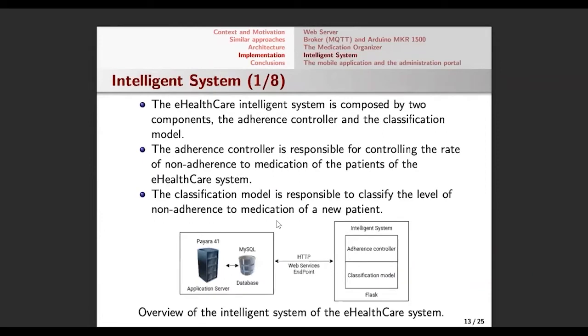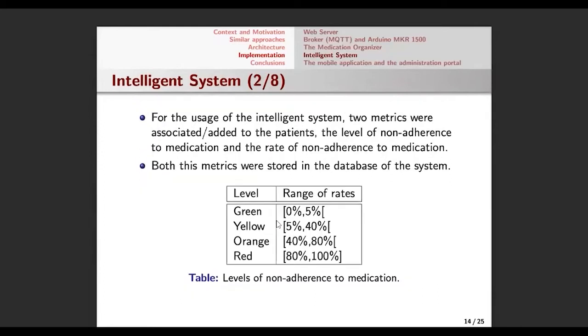The eHealthCare intelligent system is composed of two components: the adherence controller and the classification model, as shown in the picture below. The adherence controller is responsible for controlling the rate of non-adherence to medication of the patients of the eHealthCare system. The classification model is responsible for classifying the level of non-adherence to medication of a new patient. For the usage of the intelligent system, two metrics were associated to the patient. The first metric is the level of non-adherence to medication, and the second is the rate of non-adherence to medication.